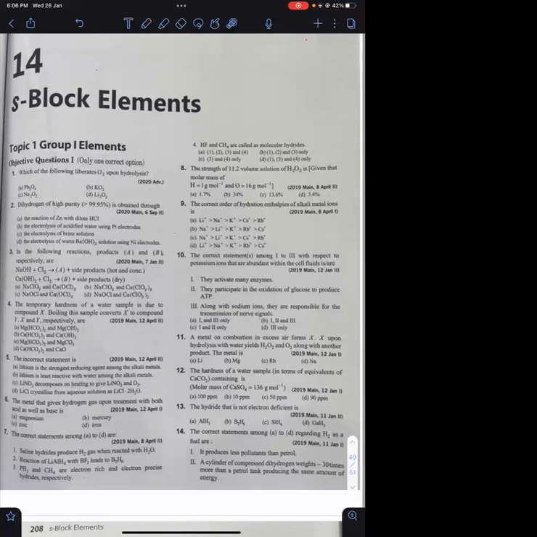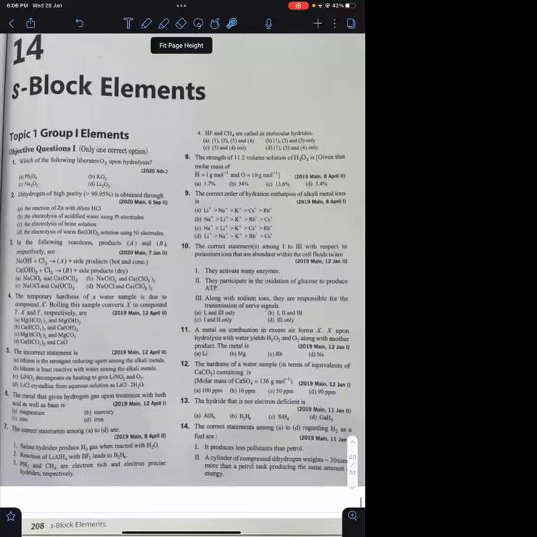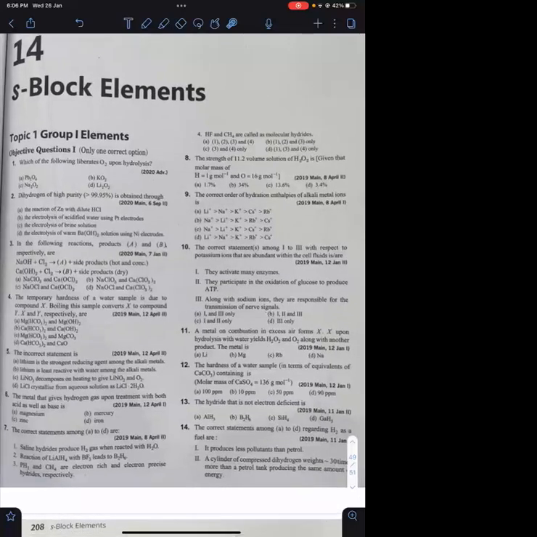See question number 1. This appeared in JEE Advanced 2020, which means recent. Which of the following liberates O2 upon hydrolysis? It is a single option question. With the help of the options, you can get the answer. Please tell me the answer. What do you think? KO2? KO2 is the right answer. KO2 is absolutely right.